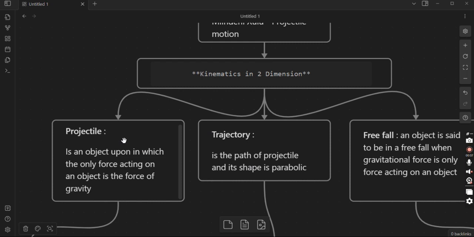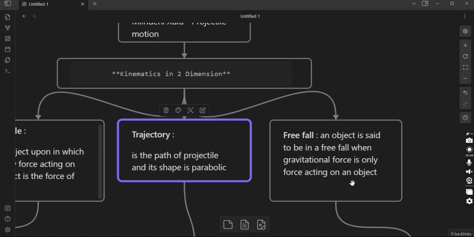On projectile, as we know from high school, a projectile is an object in which the only force acting on the object is the force of gravity. And then we come to the trajectory. Trajectory is the path of the projectile and it has a parabolic shape. We know parabola from maths. Finally, we have the third definition, which is free fall. An object is said to be in free fall when gravitational force is the only force acting on that object.